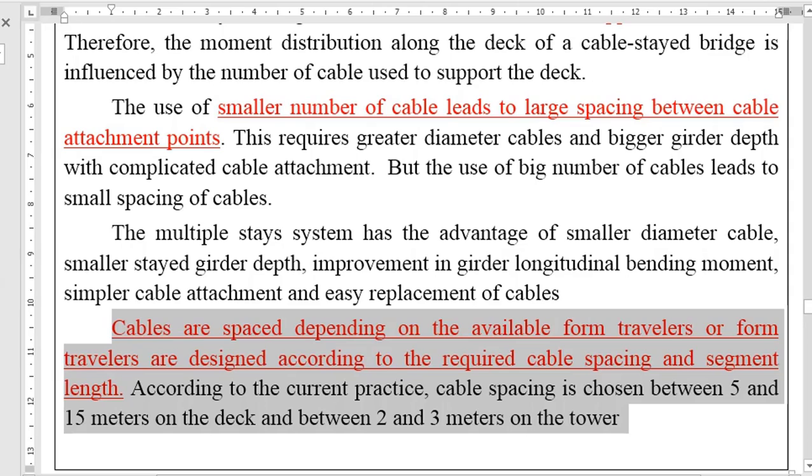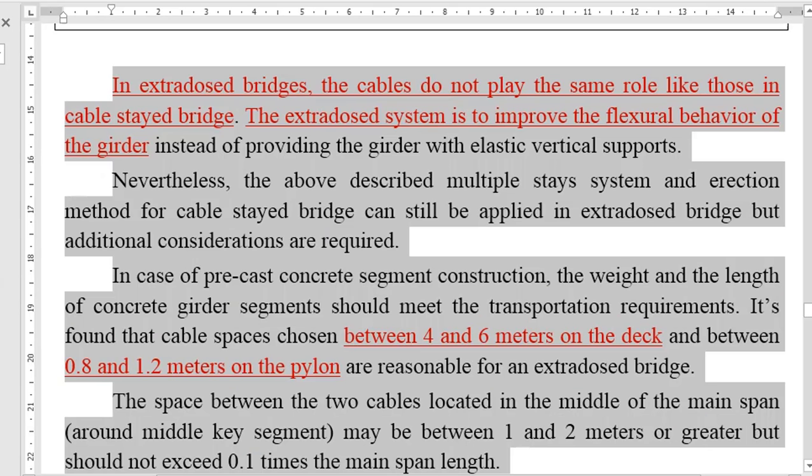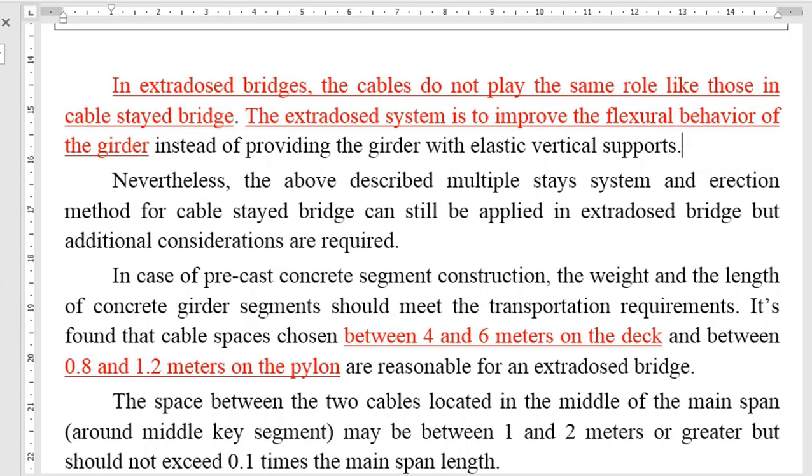Cables are spaced depending on the available form travelers, or form travelers are designed according to the required cable spacing and segment length. According to the current practice, cable spacing is chosen between 5 and 15 meters on the deck and between 2 and 3 meters on the tower. In extradosed bridges, the cables do not play the same role as those in cable stayed bridges. The extradosed system is to improve the flexural behavior of the girder instead of providing the girder with elastic vertical supports. Nevertheless, the above described multiple stay system and erection method for cable stayed bridges can still be applied in extradosed bridges, but additional considerations are required.